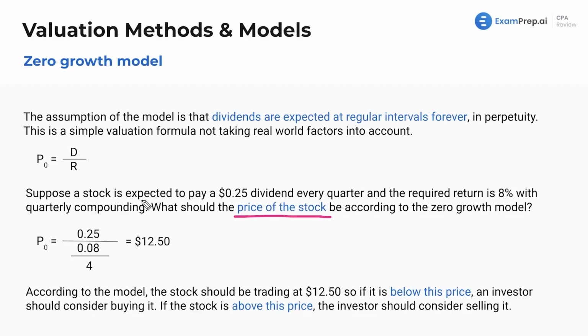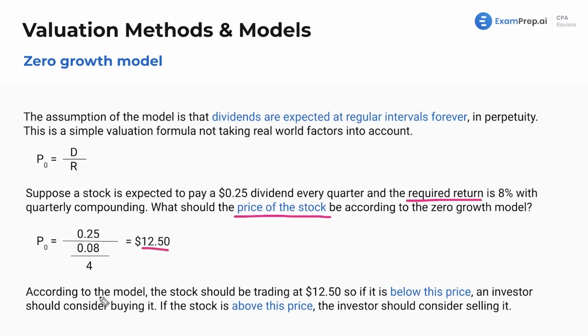So suppose a stock is expected to pay a 25-cent dividend every quarter, and the required return, as we know this is a break even, is 8% with quarterly compounding. What should the price of the stock be according to the zero growth model? Quarterly compounding is saying that we reinvest and compound quarterly. We reinvest our dividends and just plug it in. So our return is 8% divided by 4, then divide 25 cents by that, which gets us a stock price that should be $12.50.